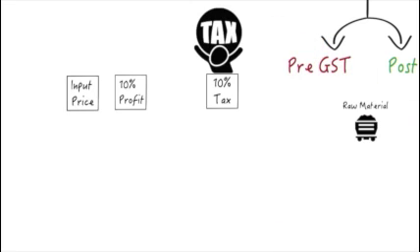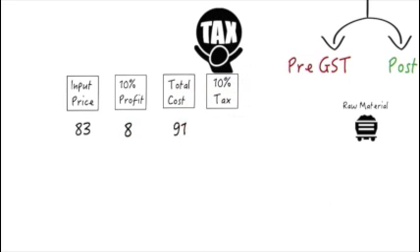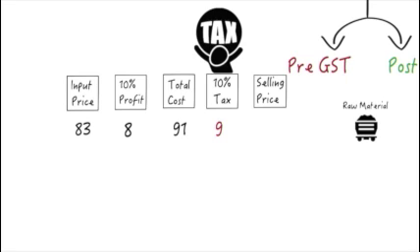Let's say the cost to produce raw materials is 83 rupees. The producer adds his 10% profit, which brings the price to 91 rupees. On 91 rupees, he has to pay 10% government tax, which brings the price to 100 rupees. This raw material is bought by the manufacturer at 100 rupees, which is his input cost.